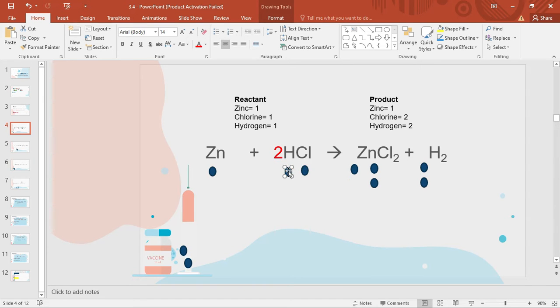H got 2, Cl also got 2. Okay, already 4 here, and balanced. So we write back here: chlorine got 2, hydrogen also 2. Balanced.